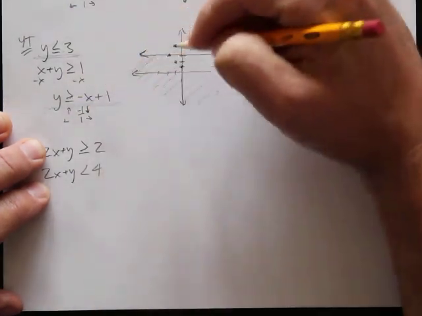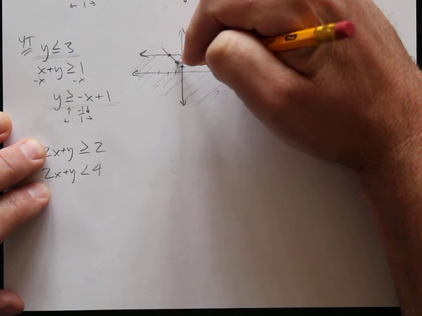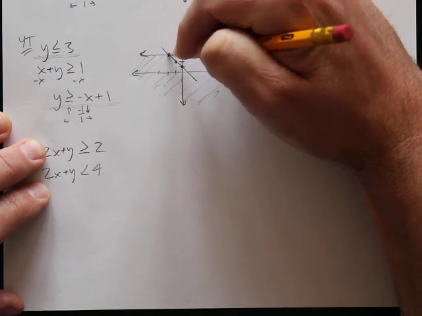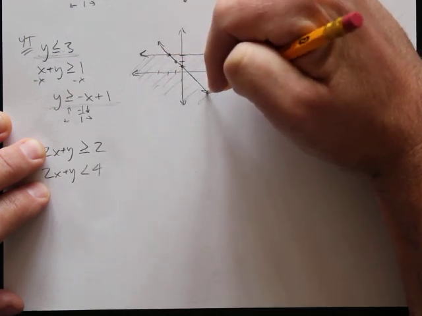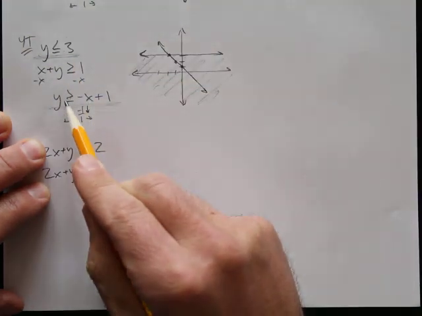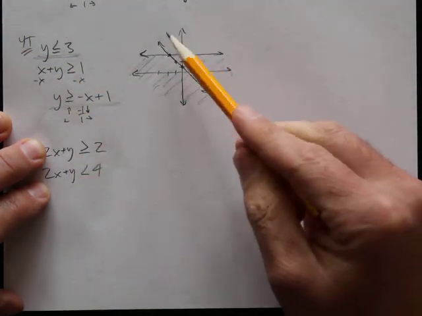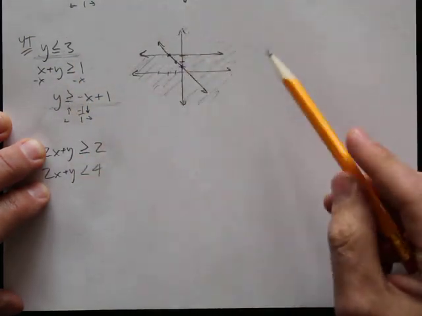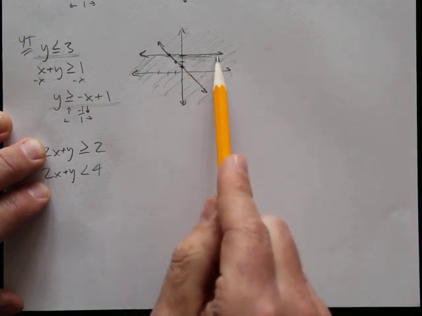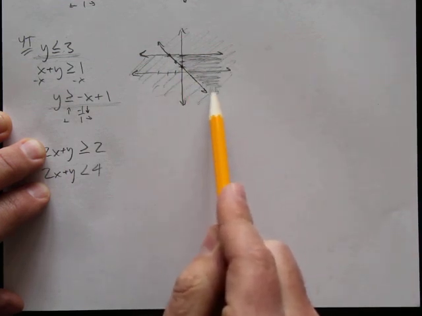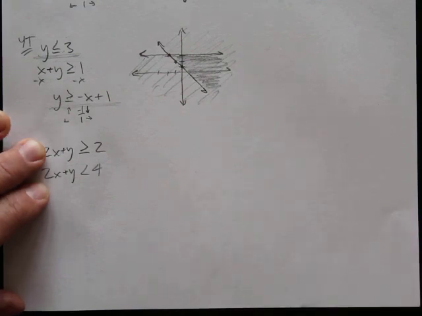And then, or equal to, so this is going to be a solid line. And let's see, y is greater than, so I'll shade above, and here's where the two inequalities overlap, so there is my solution.